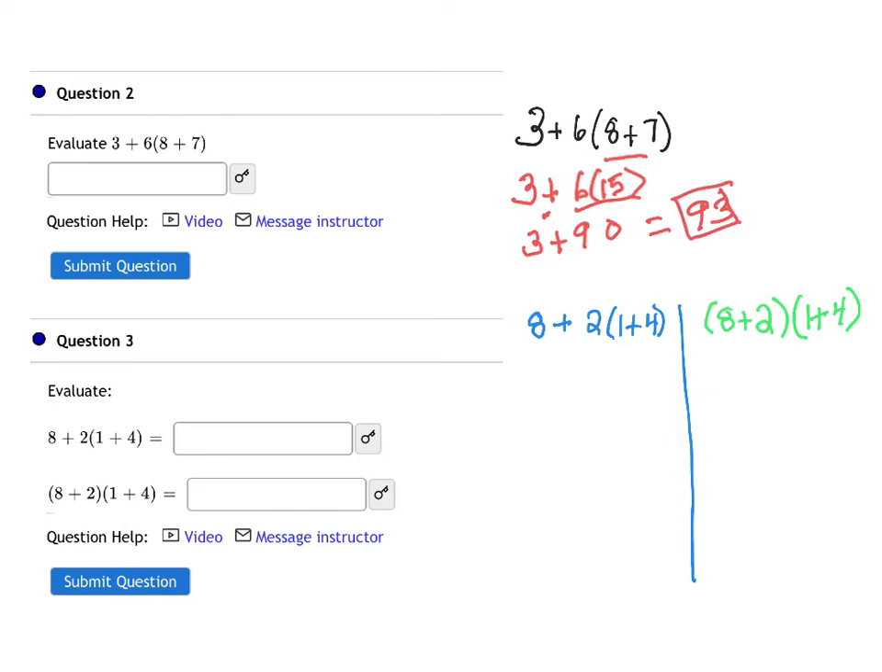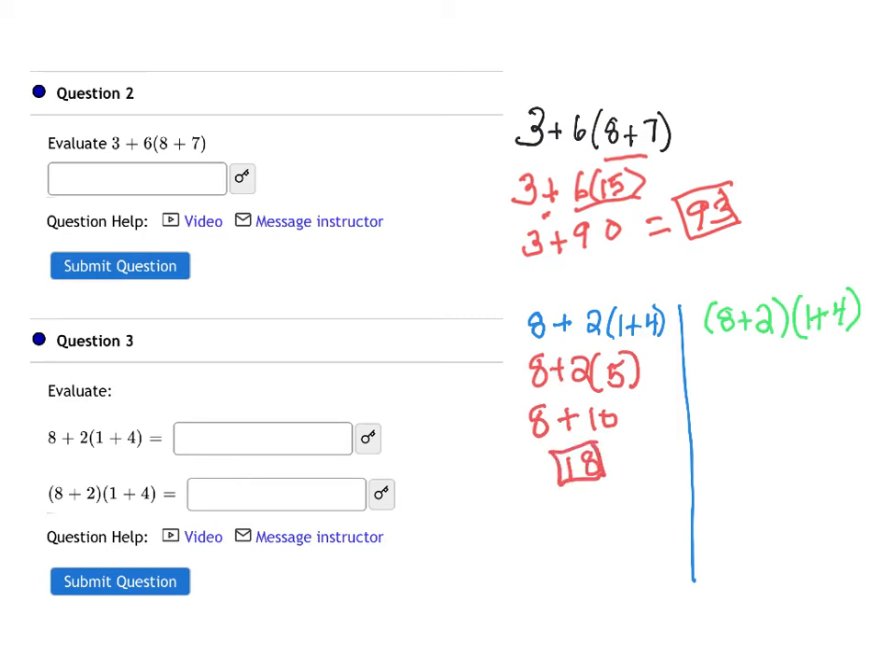Okay, pause the video and try to do the next one, the 8 plus 2 times 1 plus 4. Okay, let's see how you did. We have in parentheses what we're going to do first, so we'll rewrite the 8 plus the 2. 1 plus 4 is 5. So now, no exponent, so now we're going to do multiplication. Bring down the 8. We're going to multiply 2 times 5, that's 10. Notice when we multiply, it comes out of the parentheses, and our last step is to add, so we get 18.